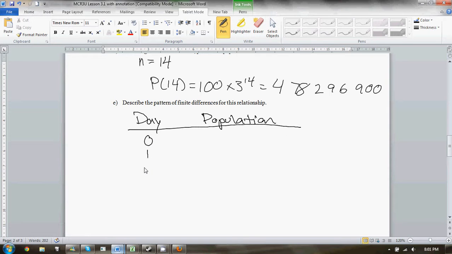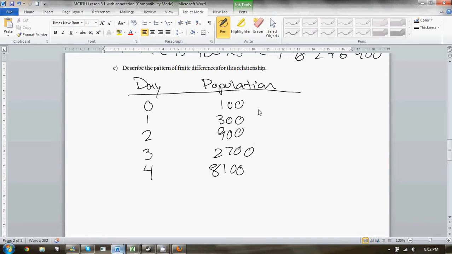So we have 0, 1, 2, 3, 4, and 100, 300, 900, 2700, 8100. Probably shouldn't have written this that big, but the first finite differences here are 200, then we have 600, 1800, then 5400. The way I got that is I took 300 minus 100, I get 200. 900 minus 300, I get 600, and so on and so on.